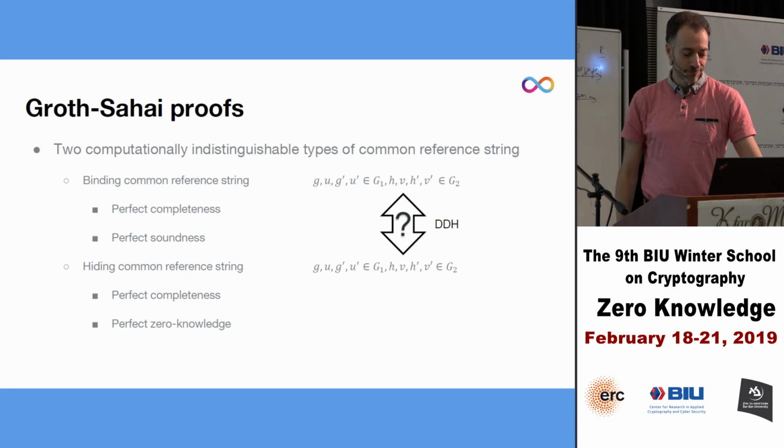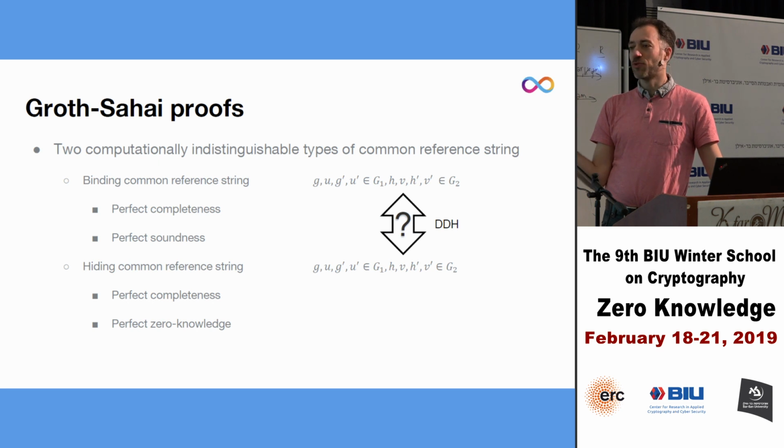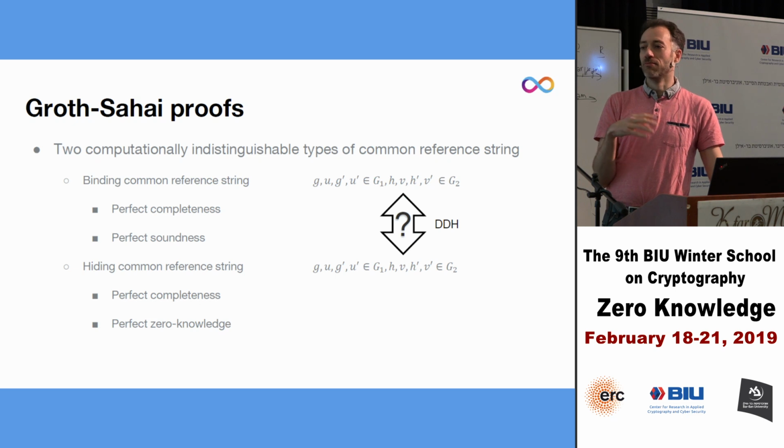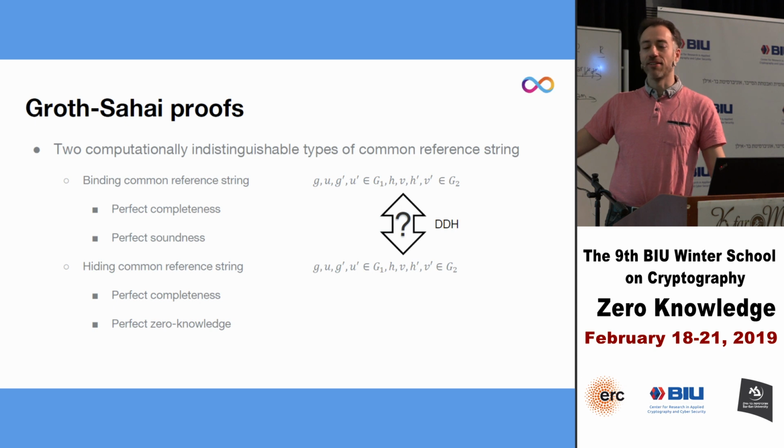So I call it composable zero knowledge. And the origin for that name is that when you have this strong zero-knowledge property, there are situations where it becomes easier to compose zero-knowledge proofs in security proofs, because once you have a hiding common reference string, it's perfect zero-knowledge, so you can even reveal the simulation trapdoor and it's still zero-knowledge. So it makes life easier in some security proofs.